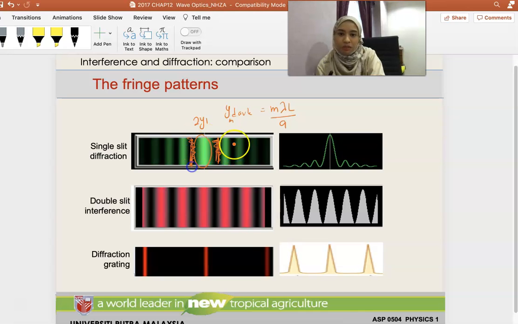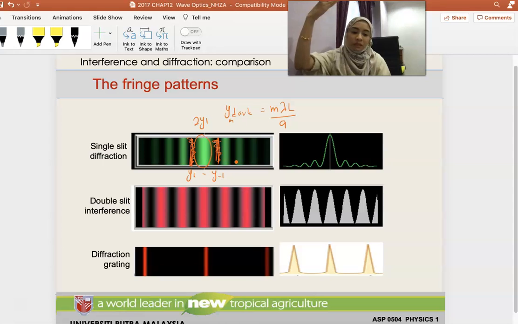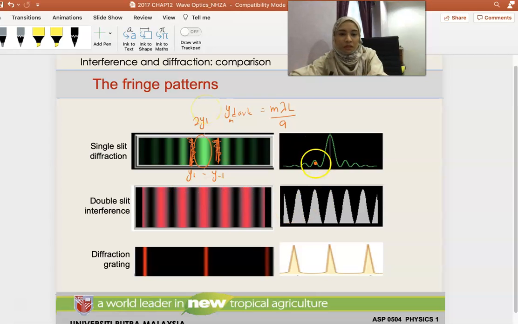So if you want to find the central band, basically what you are doing is y1 minus y minus 1. Remember, the one that is above the central point is positive. The one below the central point is negative. So that is how we got the 2y1. Okay. So here they are showing you the intensity decreases as it moves away from the central point.